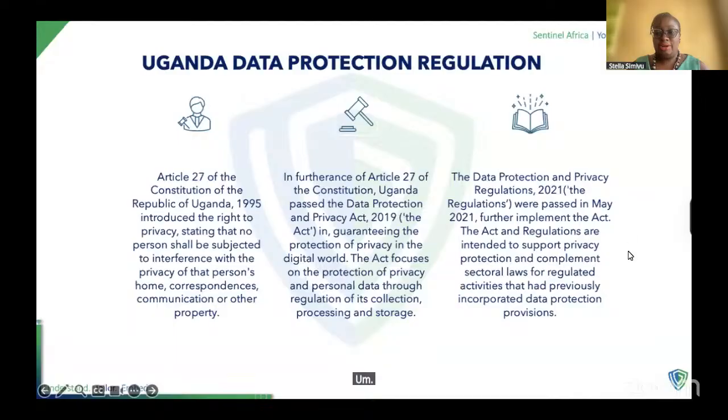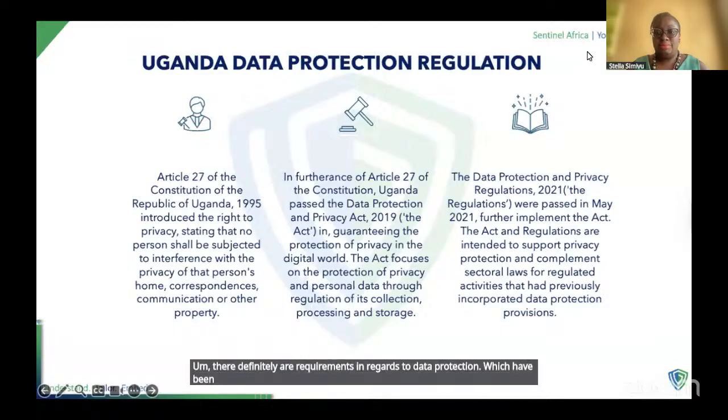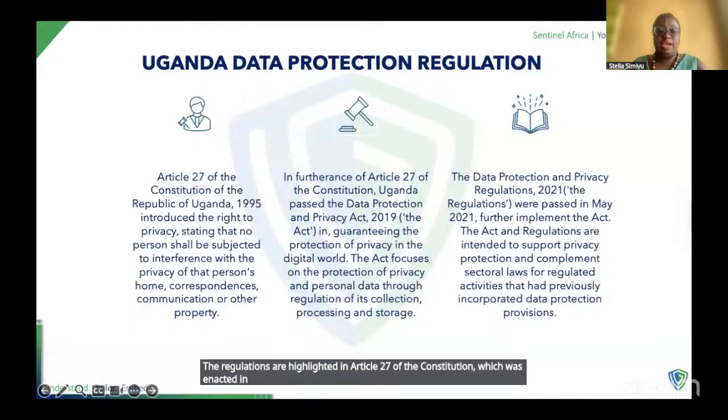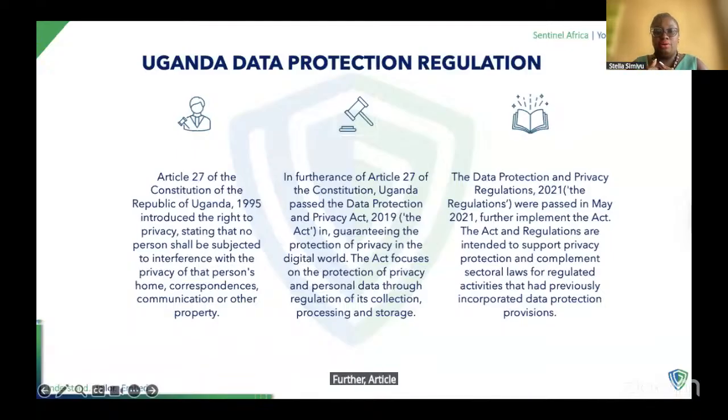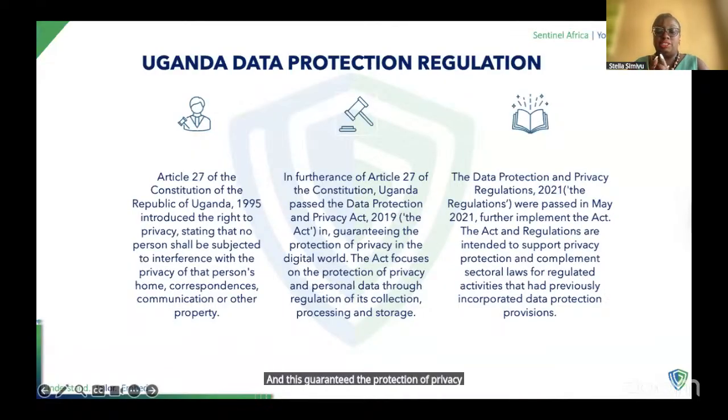there definitely are requirements in regards to data protection, which have been highlighted by the regulator. And because of that, institutions in Uganda need to comply to these regulations. The regulations are highlighted in Article 27 of the Constitution, which was enacted in 1995, and this introduced the right to privacy. Further, Article 27 of the Constitution was further enhanced by the passing of the Data Protection Act in 2019. And this guaranteed the protection of privacy in a digital world.